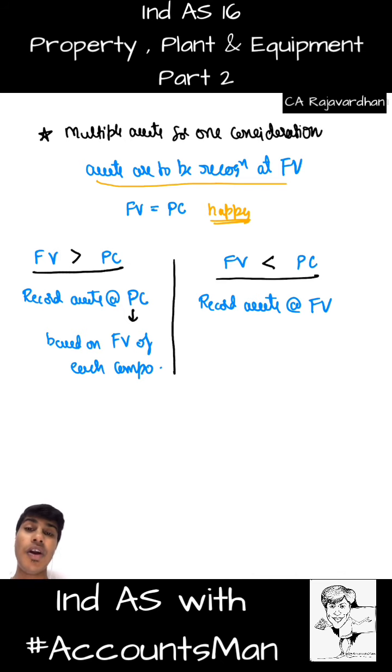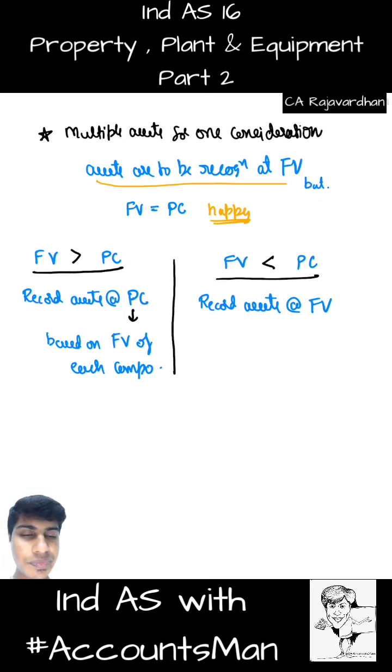If I'm paying 100 rupees for a 90 rupees asset, it is a loss. Here you cannot say that you will not record it. Why? Because it is a conservatism concept. You need to account for expected expenses and losses. So you need to record the asset not more than fair value. You need to record the asset at fair value or purchase consideration, whichever is less.